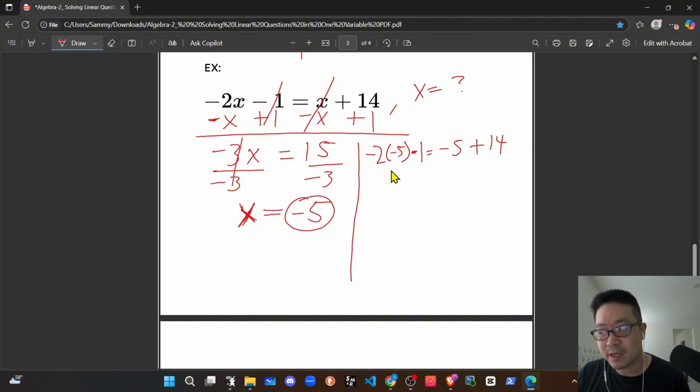So -2 times -5 is 10, right? Negative times negative is positive. So we have 10 minus 1, which is 9 on the left side. And then -5 plus positive 14 is also going to be 9. Therefore, our answer is correct.